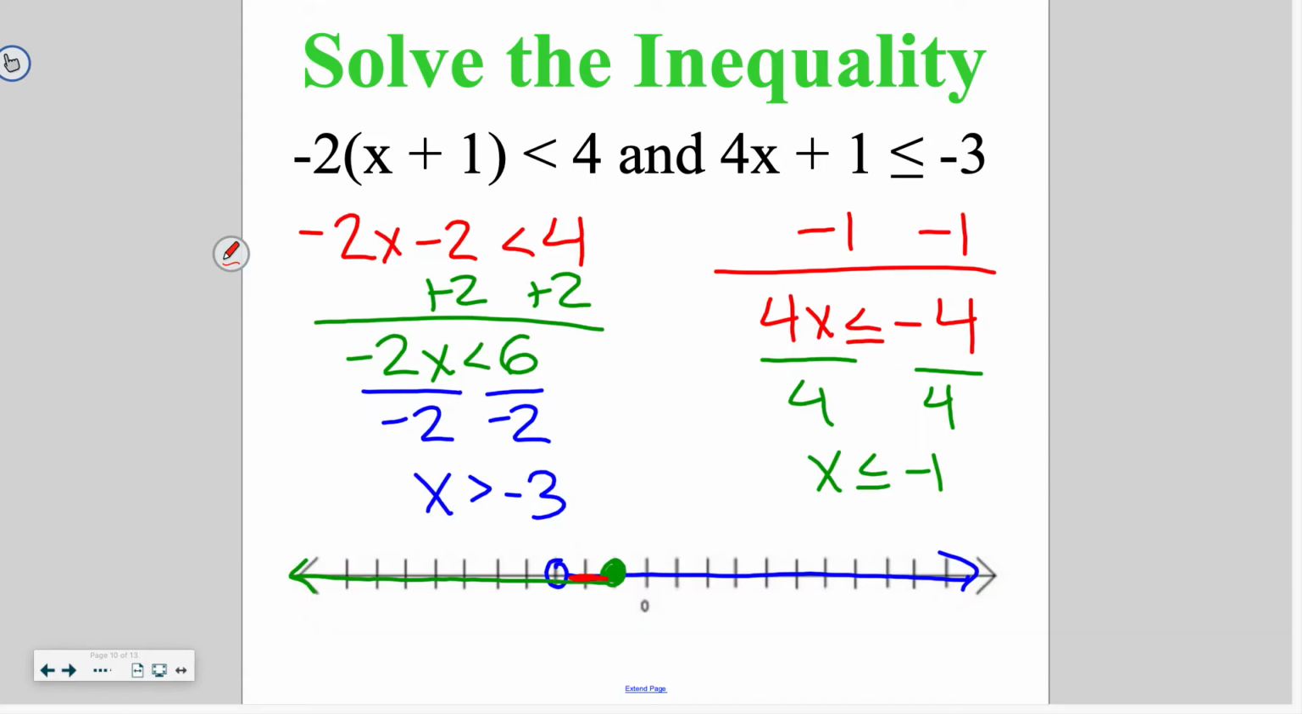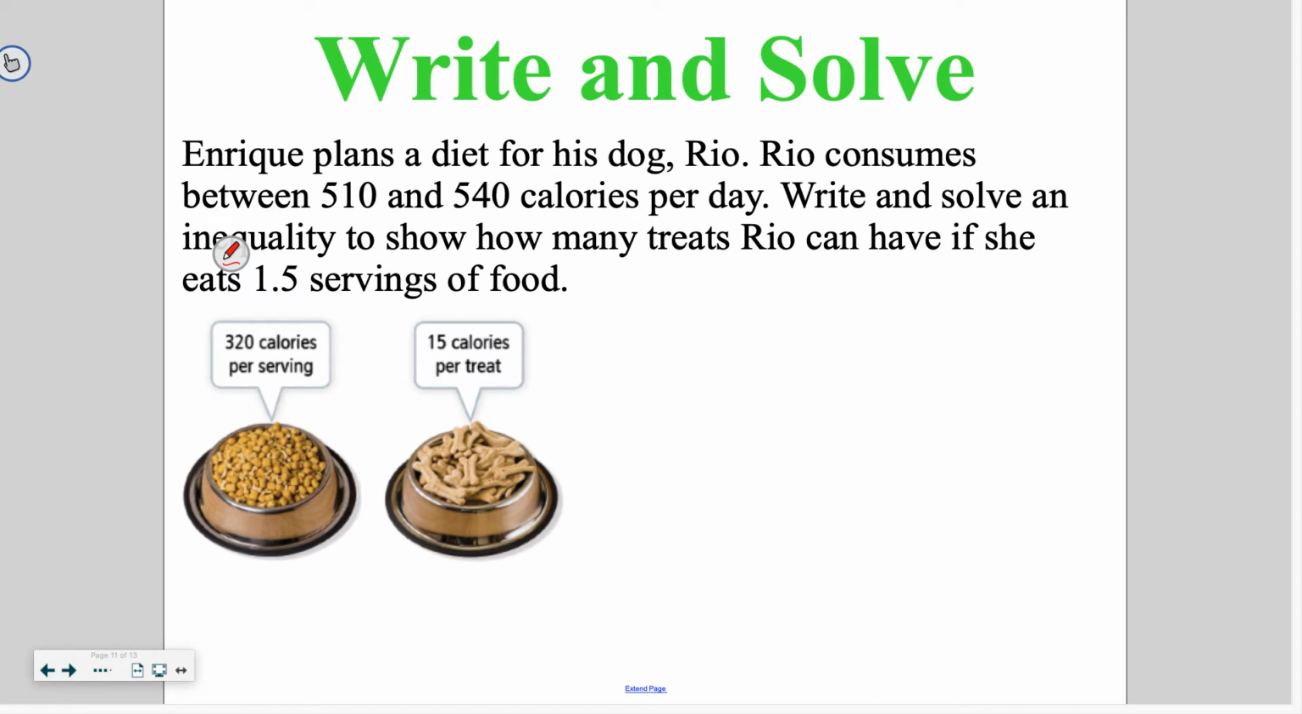After solving both of these inequalities, you get x is greater than negative 3 and x is less than or equal to negative 1. Once you graph those, we end up with that overlap area being between the 2 points. Last thing, we're going to go through a couple of word problems.